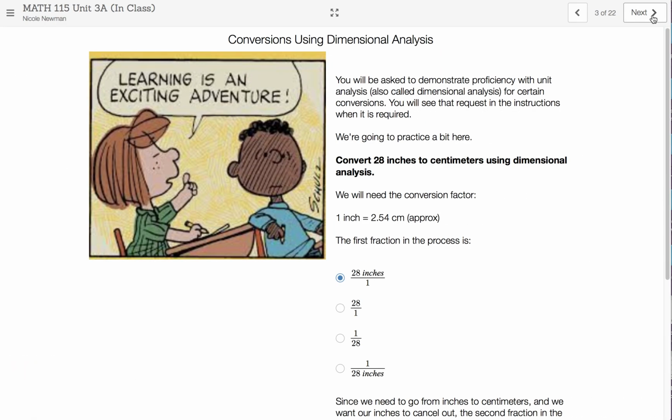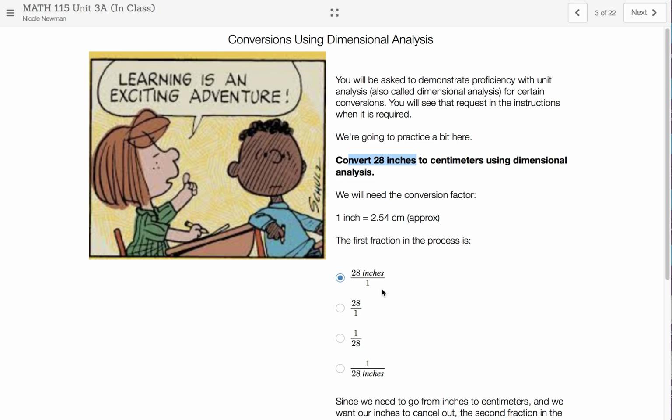Dimensional analysis is a big deal in this unit. It's a very powerful problem-solving tool, and you'll be asked to demonstrate it, so you get a bit of experience with it here. This one, we start with 28 inches, and we'd like to convert it to centimeters, but whenever we start with a quantity, that's our initial fraction, 28 inches over 1. That first fraction tells us what a person started with, whether it's someone else that we're critiquing or ourselves when we're doing our own work.